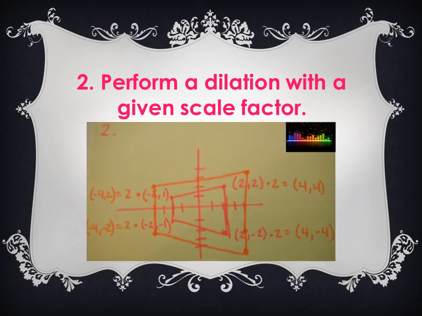We are given a quadrilateral graphed on a coordinate plane. It tells us that our scale factor is 2. So when we find the vertices of our quadrilateral, which is the corner points, we get (-2, 1), (-2, -1), (2, -2), and (2, 2).